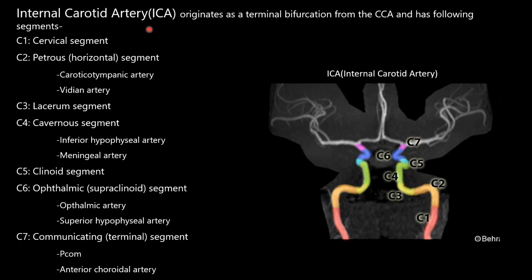So the internal carotid artery originates as a terminal bifurcation from the common carotid artery and has the following segments. This includes C1 or the cervical segment, C2 or the petrous segment which runs in the carotid canal and gives off the caroticotympanic artery and median artery, C3 the lacerum segment which ascends up in the foramen lacerum. C4 is the cavernous segment which gives off the inferior hypophyseal artery and meningeal artery.